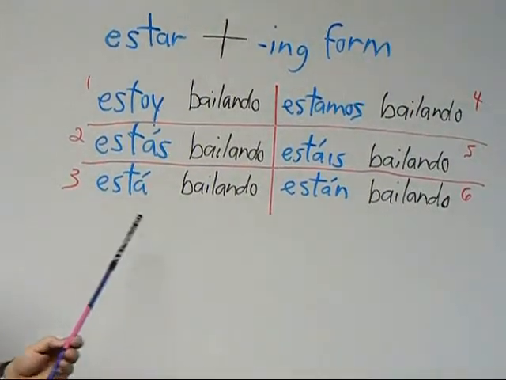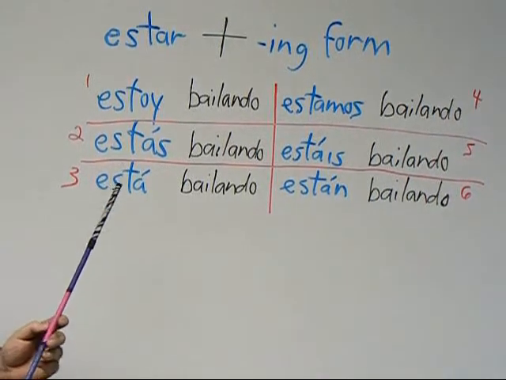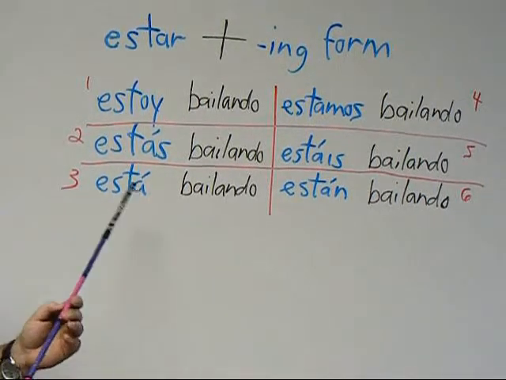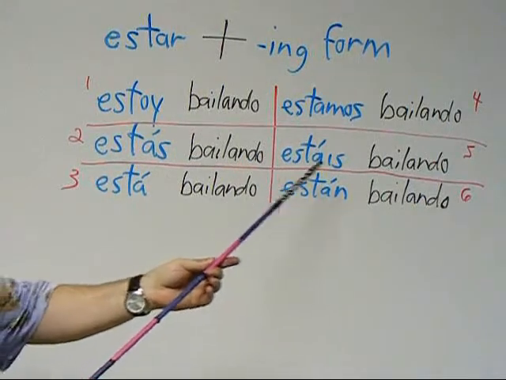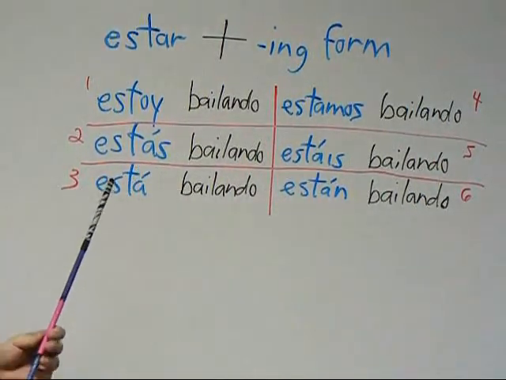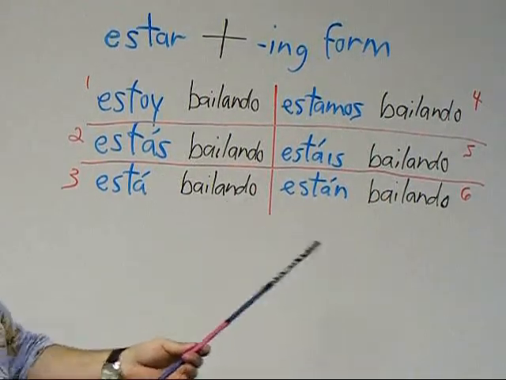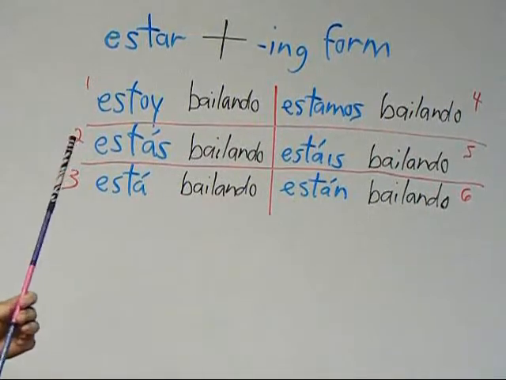Ella está bailando, she's dancing. Usted está bailando, you're dancing. Although that would probably be a question rather than a statement. Usted está bailando, are you dancing? Estamos bailando, we're dancing. Vosotros estáis bailando, you guys from Spain dancing. Ellos están bailando, they're dancing. Ustedes están bailando, are y'all dancing? Okay, so there you have some examples.